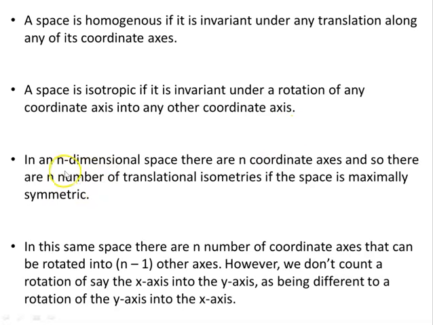In an n-dimensional space, there are n coordinate axes, and so there are n translational isometries if the space is maximally symmetric. In this same space, there are n coordinate axes that can be rotated into n-1 other axes. However, we don't count a rotation of the x-axis into the y-axis as different to a rotation of the y-axis into the x-axis, so we just count it once.